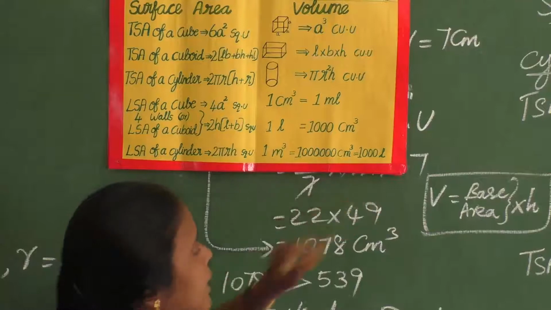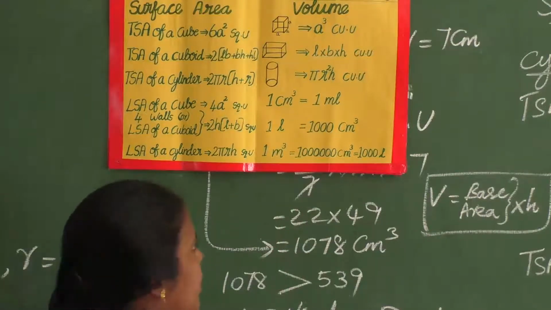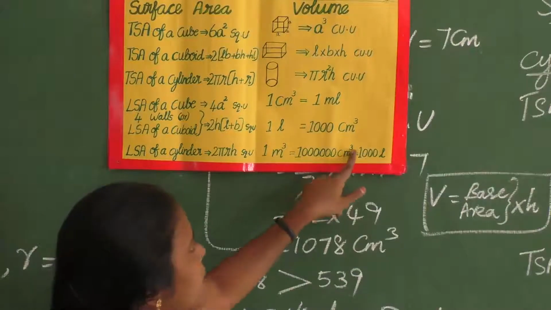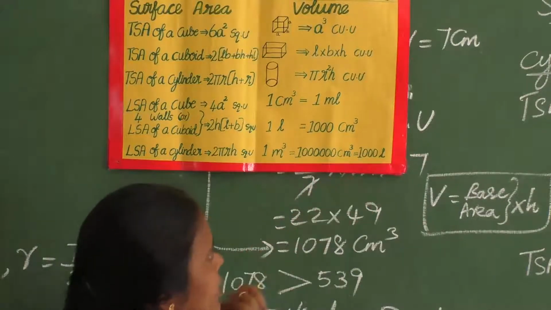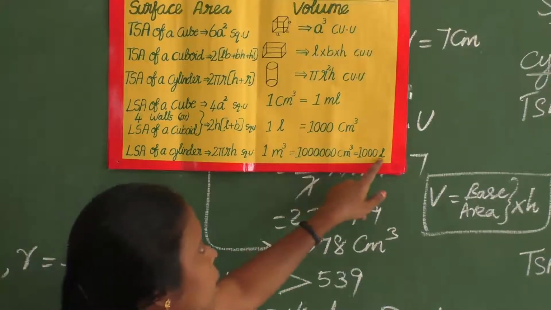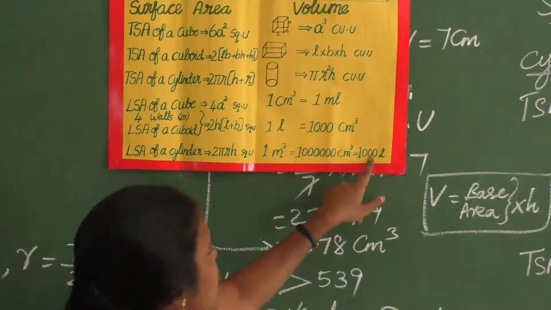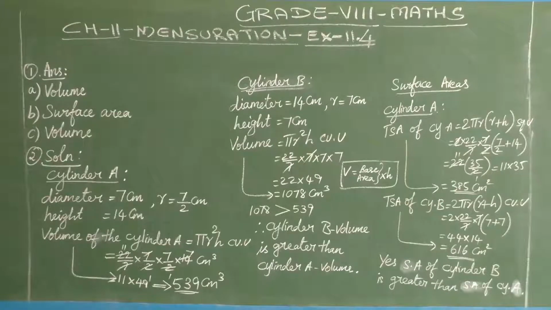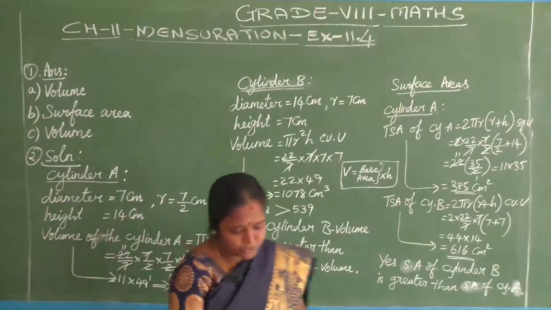Meter cube and liter, what is the relationship? 1 m³ equals 10 lakh cm³. In liter terms, how do you tell? 1 m³ equals 1000 liters. 1000 liters makes 1 cubic meter. Understood? Using this formula, now we are going to work out the exercise 11.4 sums. See the first question, exercise 11.4, first question.